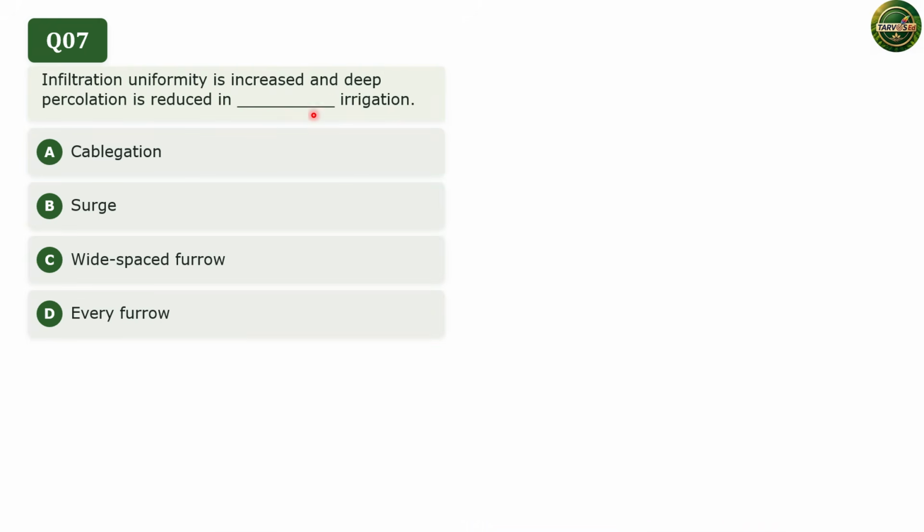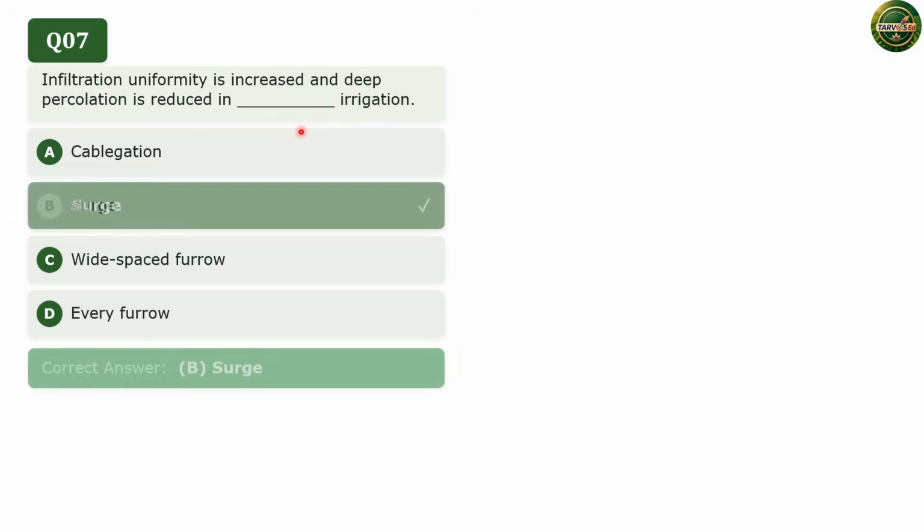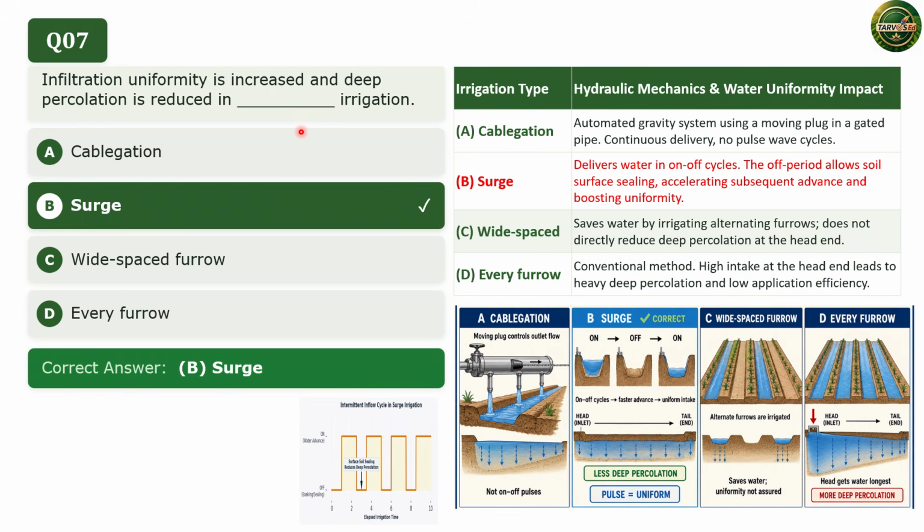The next question is, infiltration uniformity is increased and deep percolation is reduced in case of which irrigation? The correct answer is option B, surge irrigation. In surge irrigation, the water is delivered in on-off cycles. In the first on period, the water will wet the upper part of the furrow, and during the off period, the water is cut off and the wetted surface settles and the intake will reduce. During the next pulse, that is the next on period, the water will advance more rapidly across the previously wetted section and reach farther down the furrow.